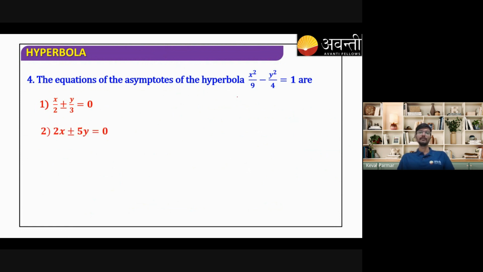The equation of asymptotes. I hope you remember how to get the equation of asymptotes for a standard equation of hyperbola. Here we get x upon 3, just take the square root, plus or minus y upon 2 will be equal to 0, not 1, guys. That means this is clearly option number 3. So it is correct.